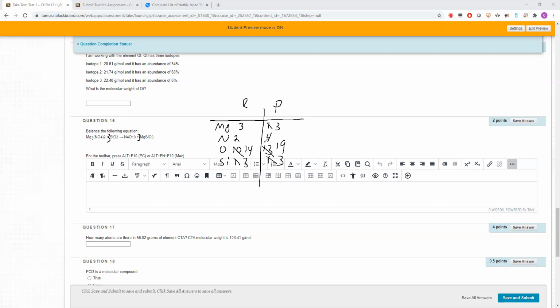So my nitrogen's also unbalanced. So it looks like I should have started with silicon or nitrogen because I need to have multiple nitrogens on the left-hand side. So I need to put a 2 there. Makes my magnesium 6. 2 times 3 is 6. Makes my nitrogen 4. And now I have 2 times 4 is 8. 8 times 2 is 16. 16 plus 6 is 24.